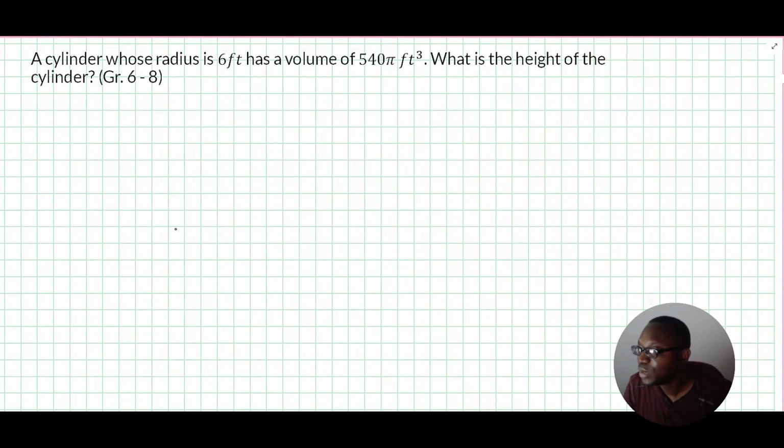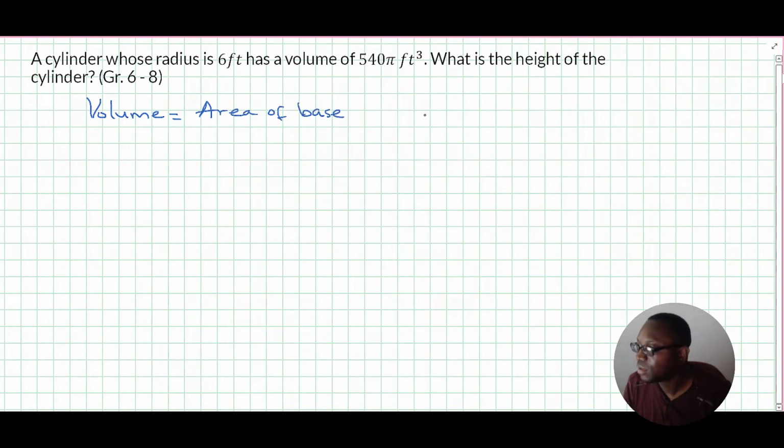So the cylinder has a radius of 6 feet and has a volume of 540 pi cubic feet. How would we go about this? The volume of a cylinder, let's just start with the volume, is always the area of the base multiplied by the height when you're dealing with three-dimensional figures. We know that the cylinder has a circular base, so it's going to be the area of a circle at the base, which is pi r squared, then multiplied by the height.